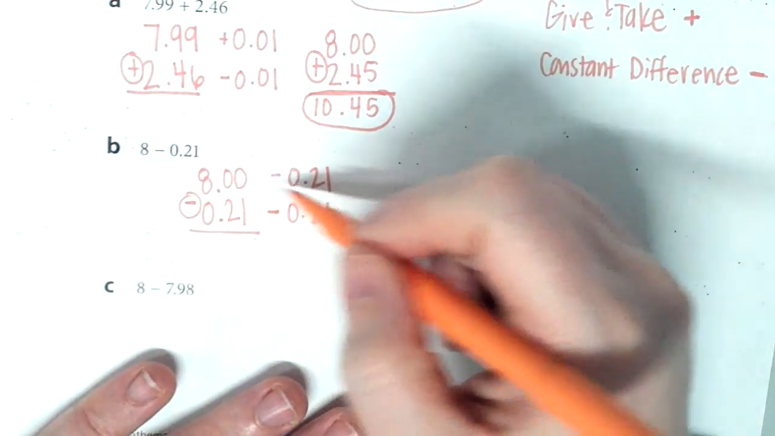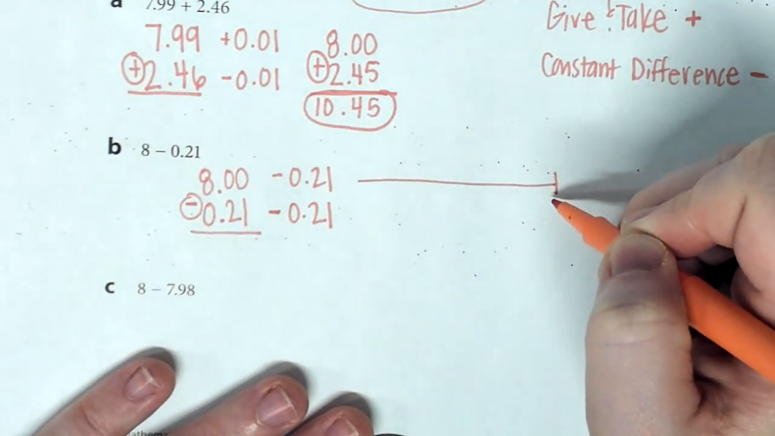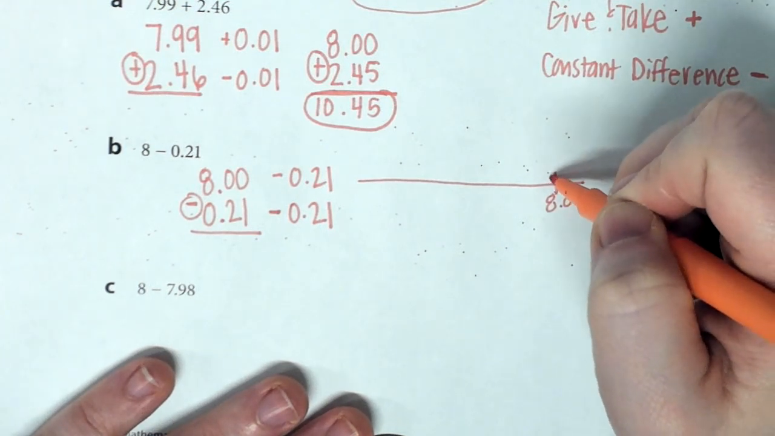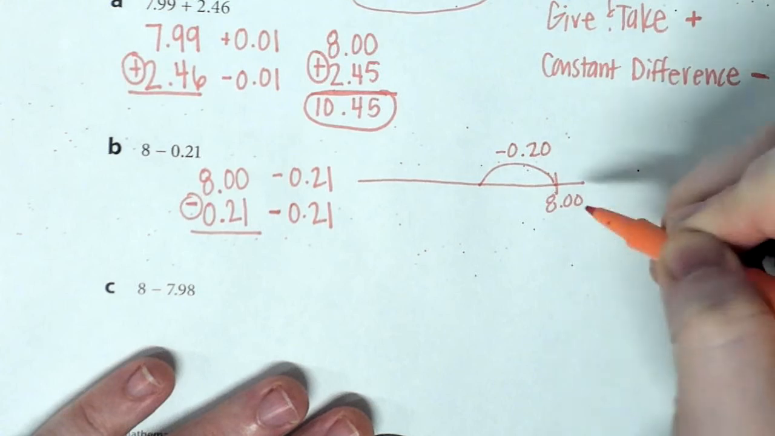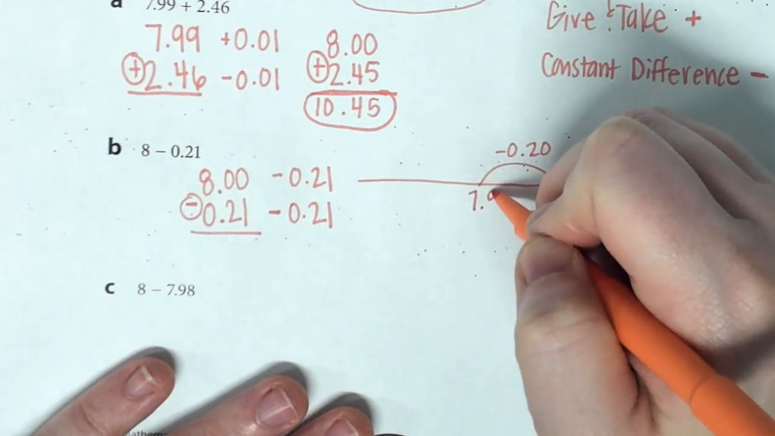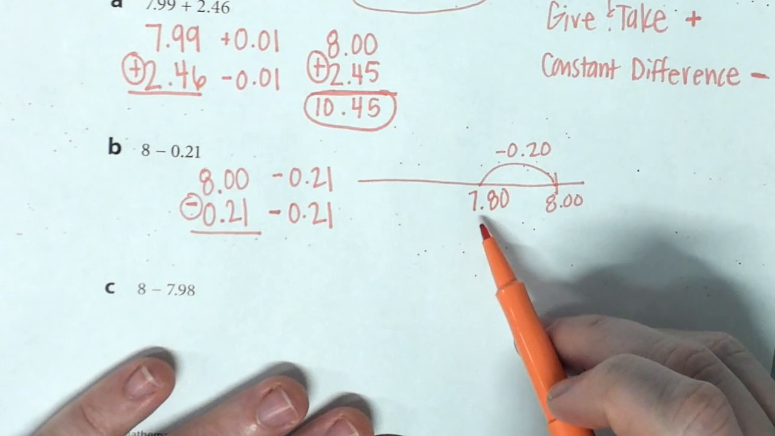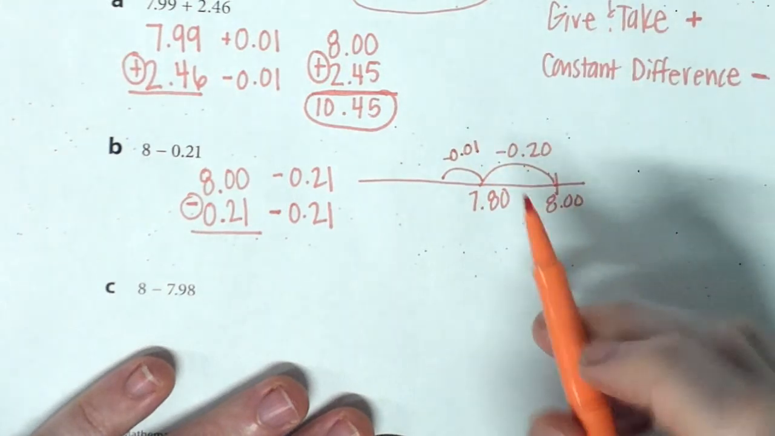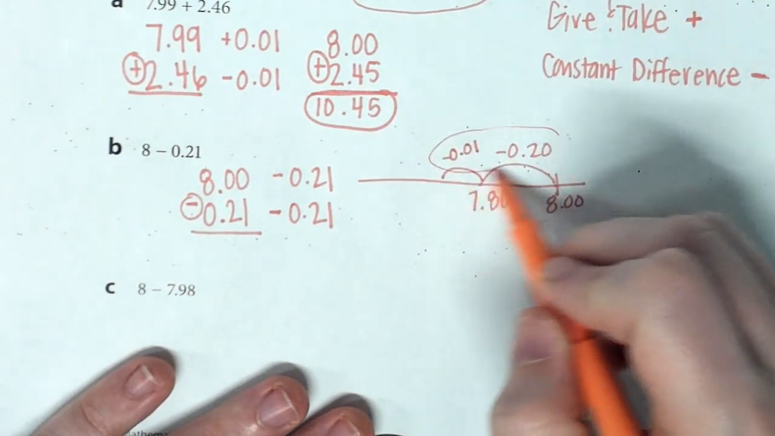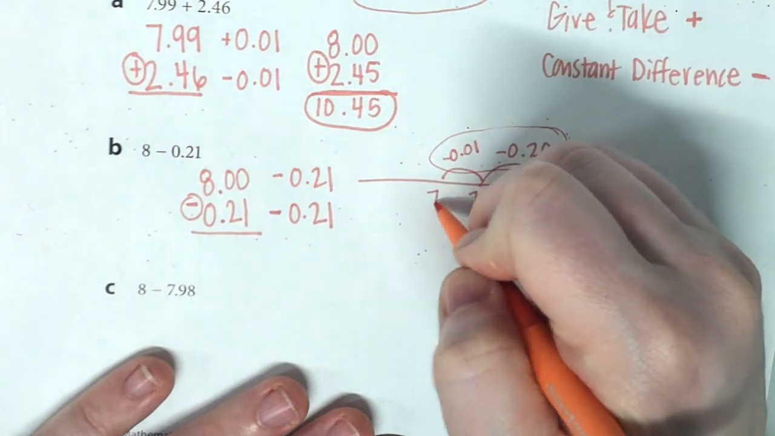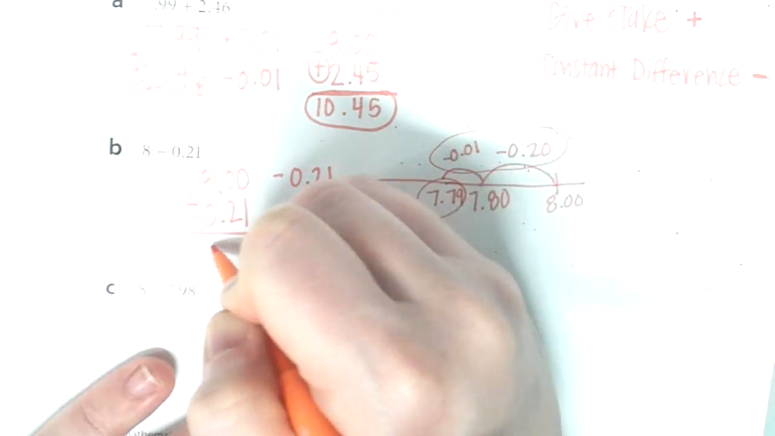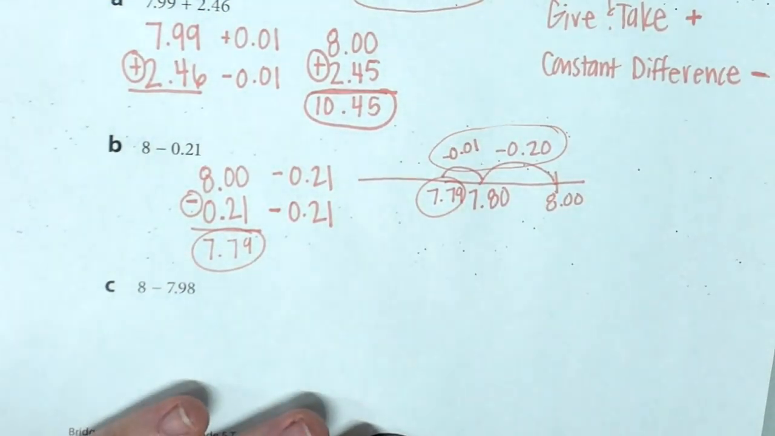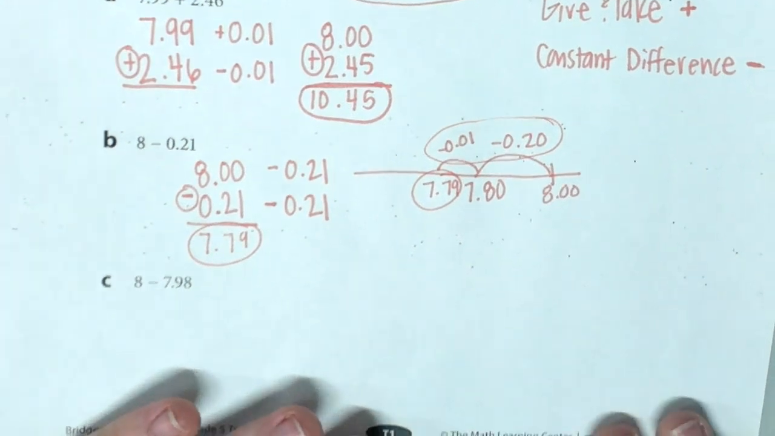So I could continue thinking about this one, and to think about this one, I'm even thinking number line right now in my head. If I have $8 and I jump back 20 cents, gets me to $7.80. I jump back 1 more cent. Here's my 21 cents. I get to $7.79. Circle my answer.